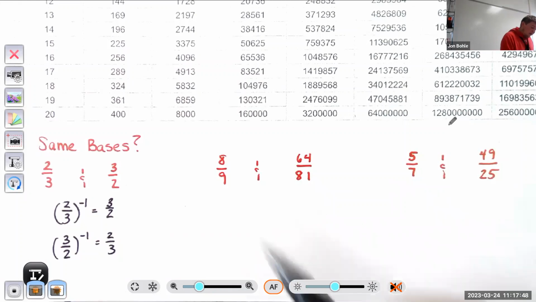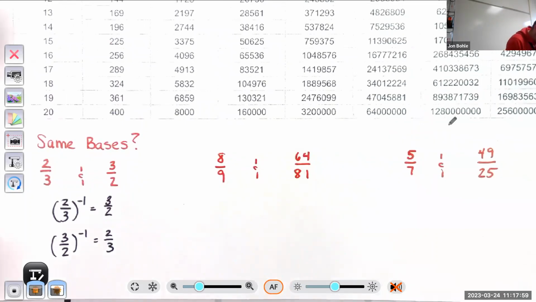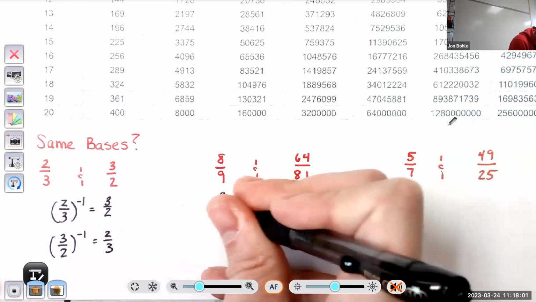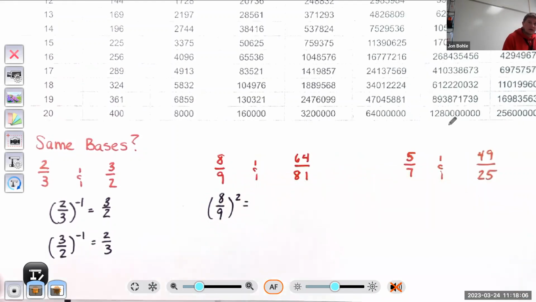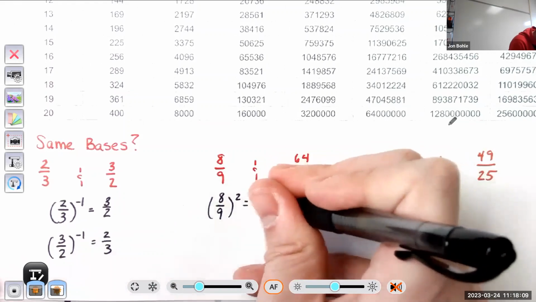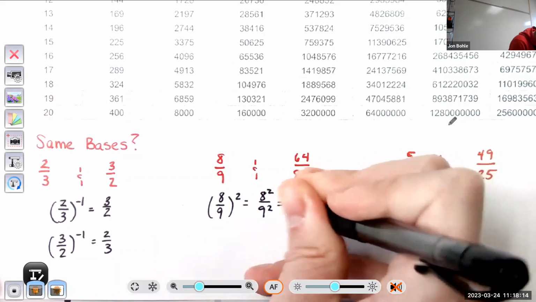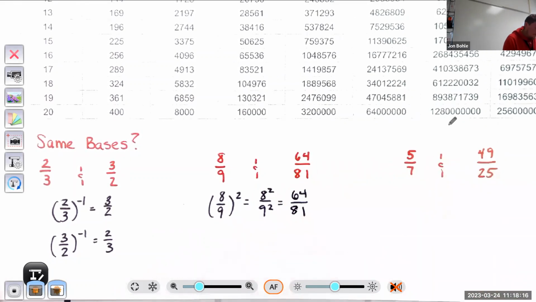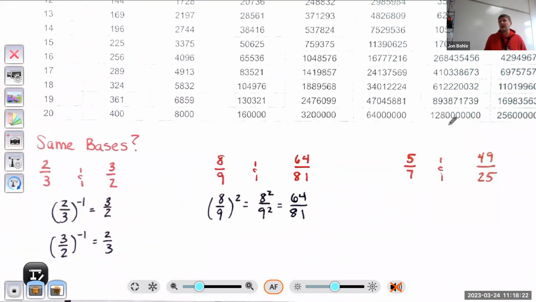Okay. So now when I look at 8/9 and 64 over 81, I look at it and see 8 squared is 64, and 9 squared is 81. That means 8/9 to the second power is 64 over 81. Because 8 squared over 9 squared, 8 squared is 64, 9 squared is 81. So if I need to rewrite these as the same base, I can rewrite this as 8 over 9 to the second power.